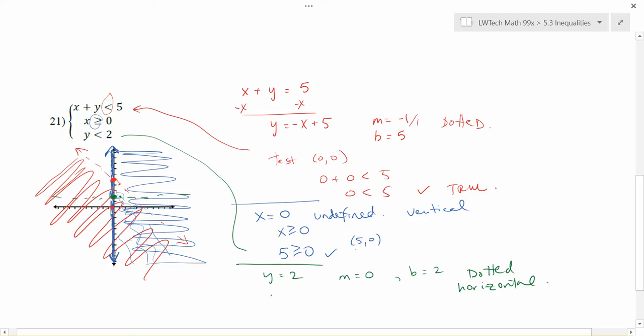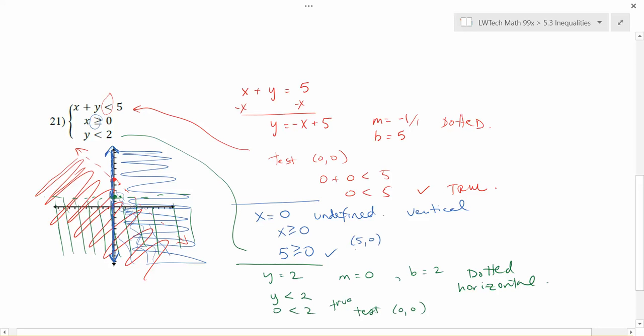Now here I want y values that are less than 2. So if I pick a point, for example, I can use the point 0, 0 here. 0 is less than 2 is true. So I want to shade all of the values on the side of 0, 0 here that go through the origin. And again, this gets a little bit messy in terms of your graphs. The colors help. You may want to sketch things out separately a little bit if that helps you.